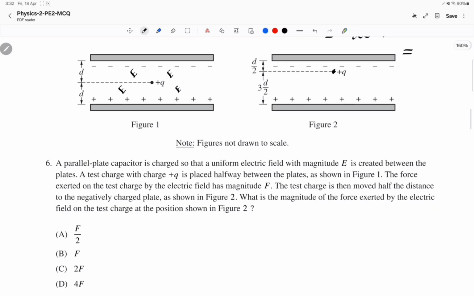So if the field has not changed, the force has not changed either. And before, the force was just F. Now the force will still be F.